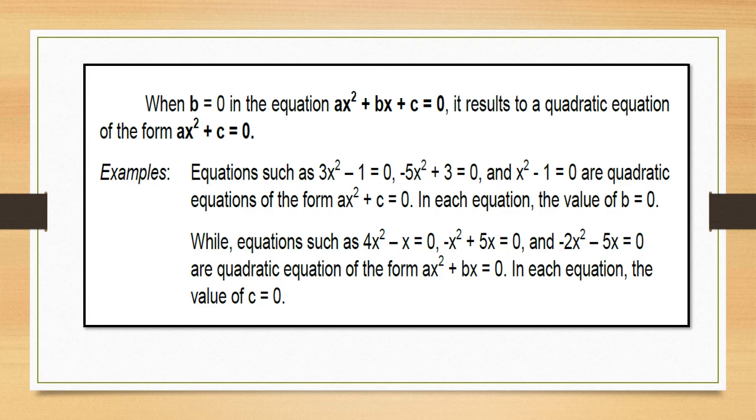In each equation, the value of b is 0, while equations such as 4x squared minus x is equal to 0, negative x squared plus 5x is equal to 0, and negative 2x squared minus 5x is equal to 0 are quadratic equations of the form ax squared plus bx is equal to 0. In each equation, the value of c is equal to 0.